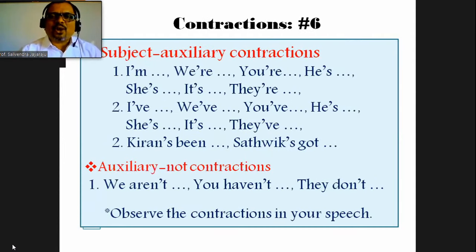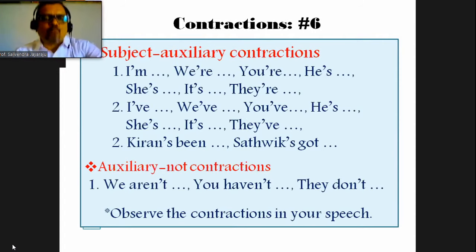And subject auxiliary contractions are not at all maintained in the English spoken by Telugu speakers. I am, I'm is a contraction, you see. You need not expand it and say I am. In spoken English, all these expressions or contractions are always shorter. I am, I'm. We are, we're. You are, you're. He is, he's. She's, it's, there's. I have, I've. We have, we've. You've. He has. Not necessary. You can say he's, she's, it's, they've.